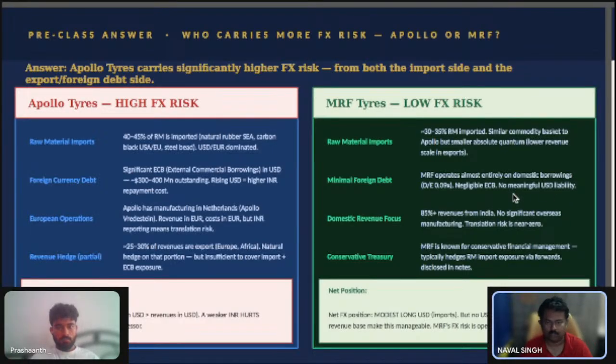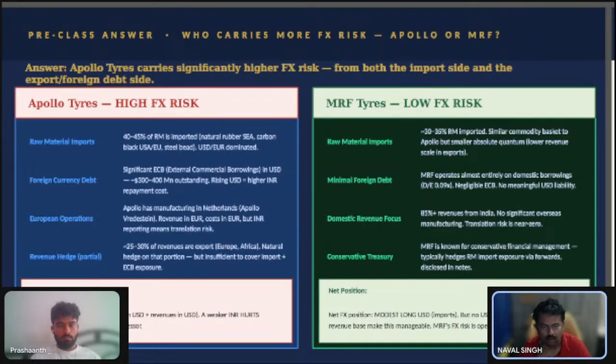So you make in India, you sell in India. Domestic revenue focus, 85% revenue comes from India, no significant overseas manufacturing. So translation risk is near zero for MRF, and they have a very conservative treasury. They are an Indian company, so an Indian company will have very conservative management of their finances. They hedge their raw material import, whatever 30% they do, with forwards, and they disclose it in notes. So they are modestly long but have no liabilities.